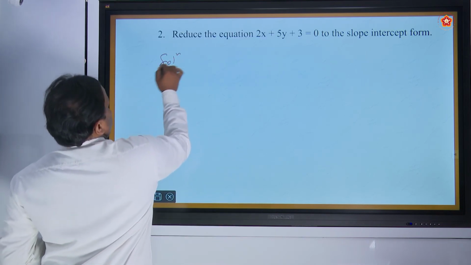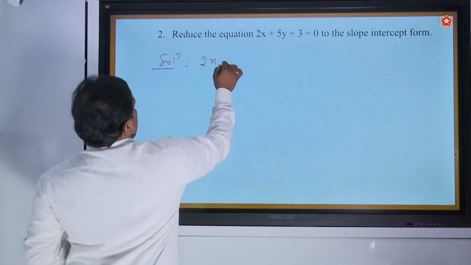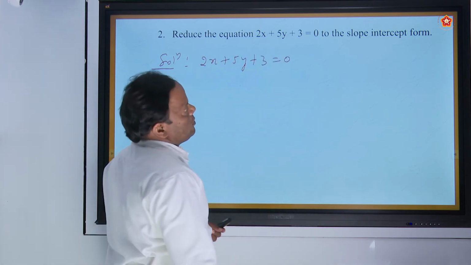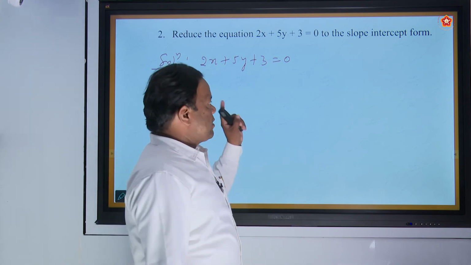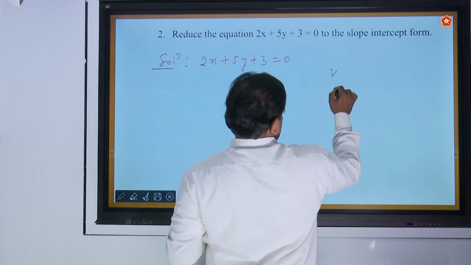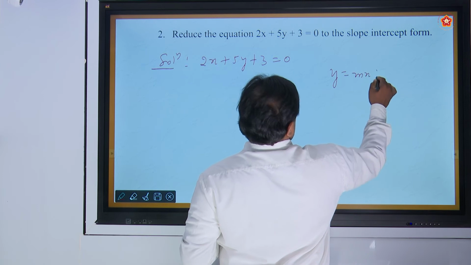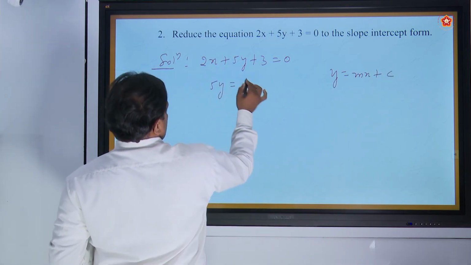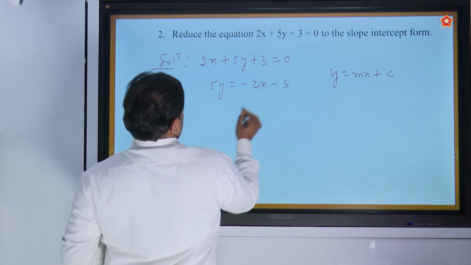Solution. Reduce the equation. Once again, same problem. 2x plus 5y plus 3 equal to 0 to slope intercept form. Once again you have to convert this equation. Slope intercept is nothing but y equal to mx plus c. So keep 5y as it is. Take 2x this side, minus 2x, minus 3.